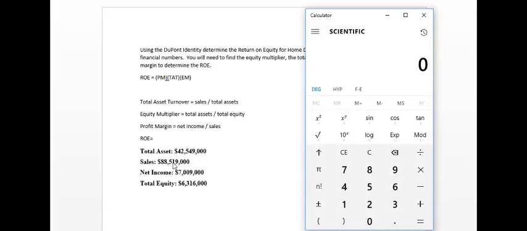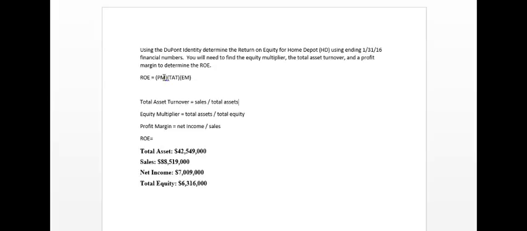All right, so first thing we're going to do, we are going to go to the total asset turnover. So we're going to take our sales number, and I take 88,519. I forget those last three zeros, and I divide my sales number by my assets, which is 42,549, which gives me a 2.08. So if you watch what I'm going to do, 2.08 goes right here. I just typed it right into my equation.